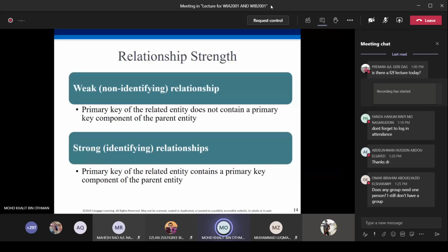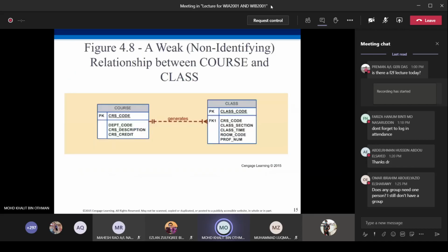Okay, and then for a strong relationship. A strong relationship, also known as identifying relationship, exists if the primary key, or PK, of the related entity contains a primary key component of the parent entity. This is a strong relationship. So you have to know what is a weak relationship and what is a strong relationship for the ER model.